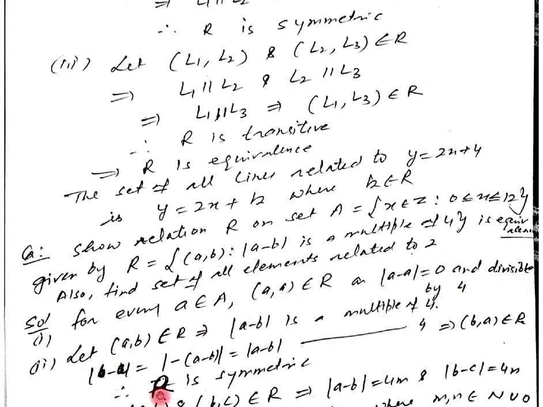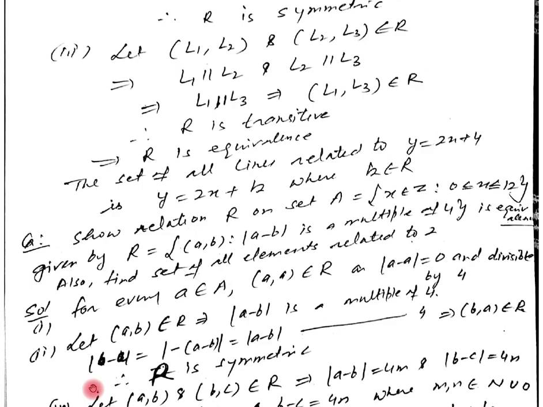Therefore it is reflexive. Now here let (A, B) belong to R. This implies modulus of A minus B is a multiple of 4. Now consider B minus A. Modulus of B minus A can be written as modulus of minus (A minus B), which equals modulus of A minus B. If A minus B is divisible by 4, therefore B minus A is also divisible by 4. This implies (B, A) belongs to R. Therefore R is symmetric.